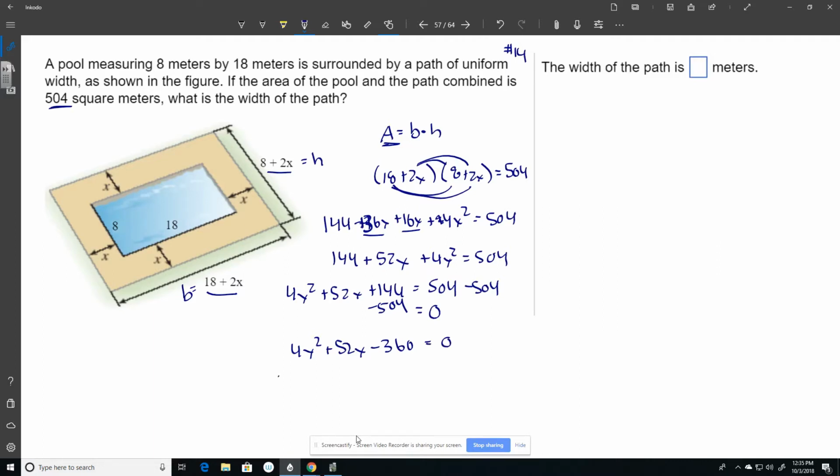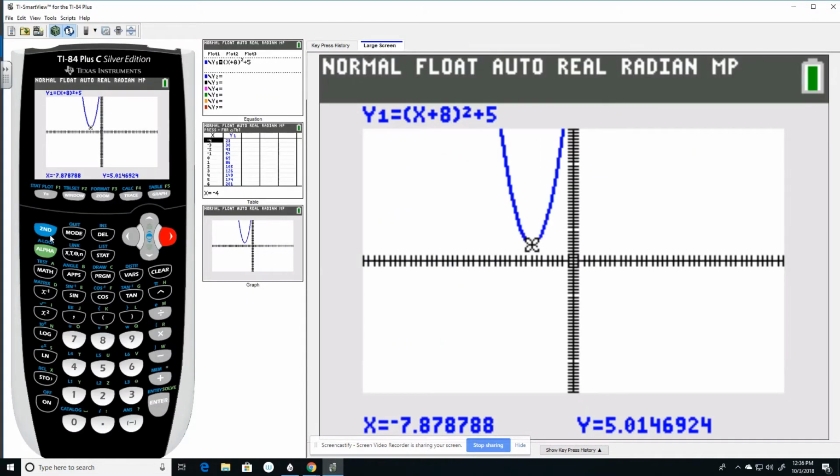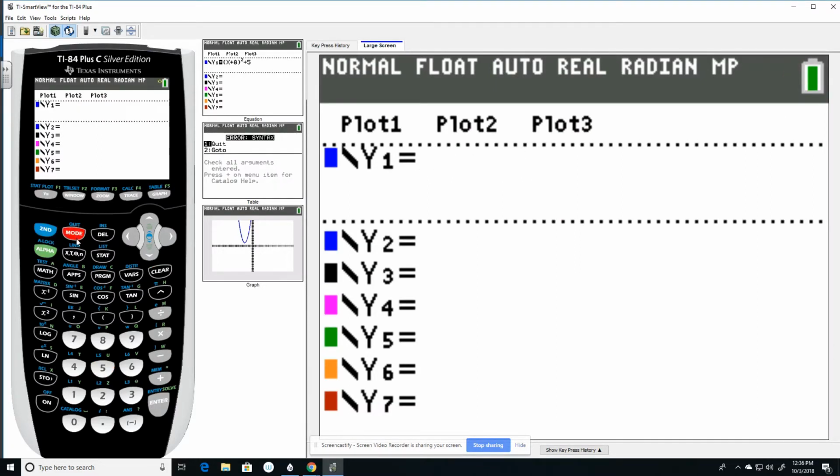So now I can set up my quadratic formula. A equals 4, B equals 52, C equals negative 360. So x equals negative B, negative 52, plus or minus the square root of B squared, so 52 squared, minus 4 times A, which is 4, times C, which is negative 360, all divided by 2 times A, which is 4. So when I simplify, negative 52 plus or minus the square root, let's put this big ugly mess in the calculator. If I go to my y equals, whoa, not y equals. Go back to my home screen.